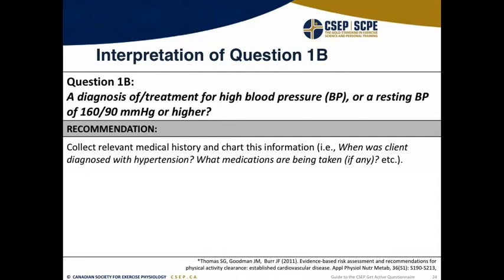As well, clients who have resting blood pressures that are higher than the cutoffs, if working with an appropriate CEP who has the knowledge, skills, and abilities to work with higher risk hypertensive clients, they still can do exercise, but there might be some clinical monitoring that's needed, such as measuring blood pressure throughout the exercise session.